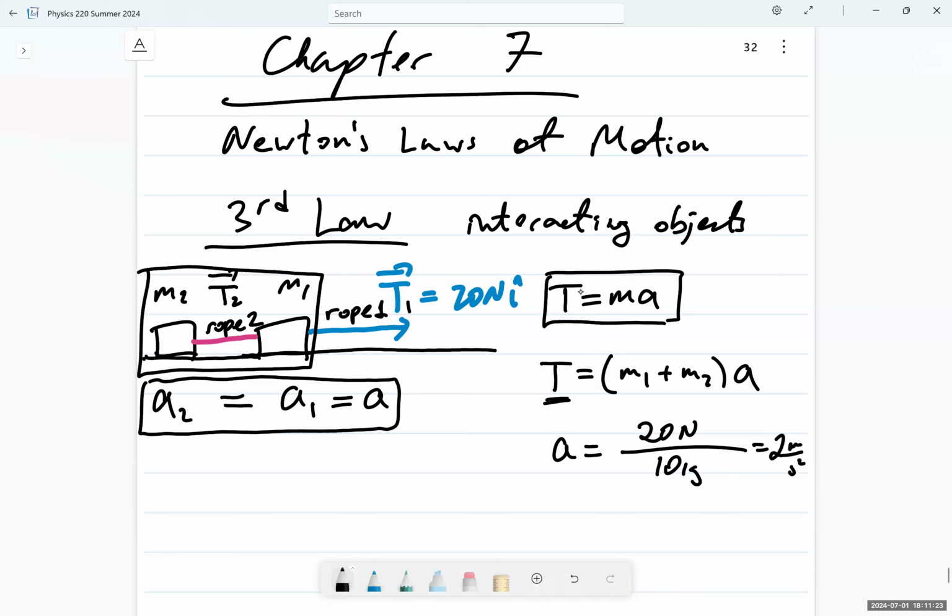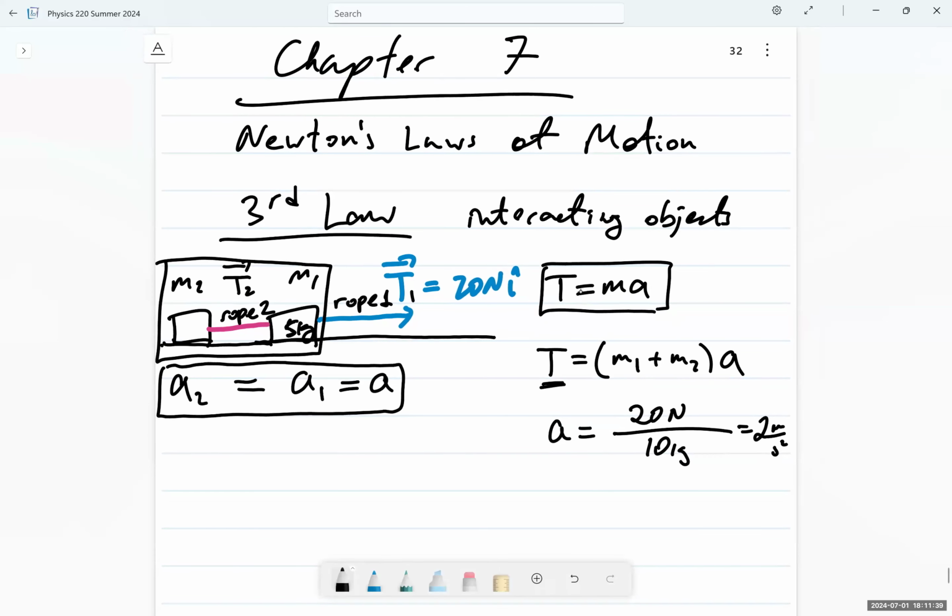2 meters per second squared acceleration. Where before, if it was just that 20 newtons acting on 5 kilograms, it would have had a much higher acceleration, which would have been 4. The idea here is that you can always assume that this is going to be the external force.